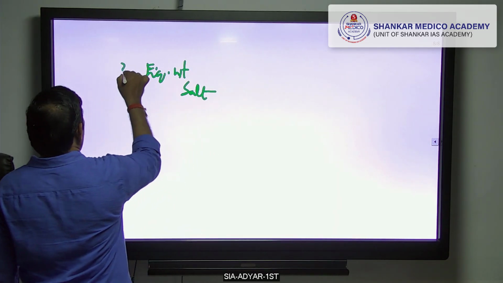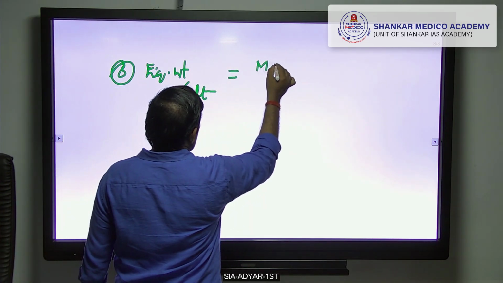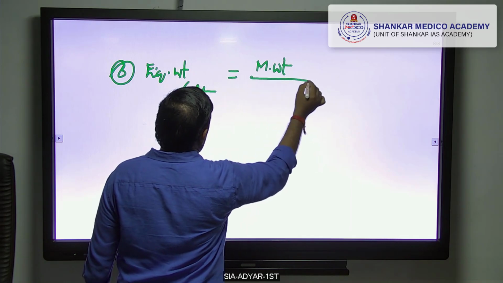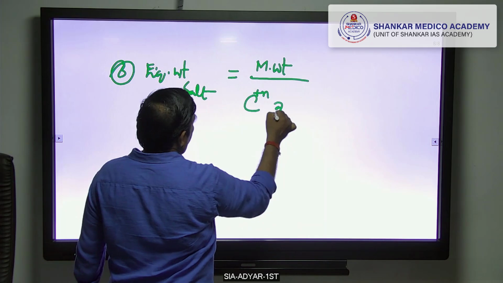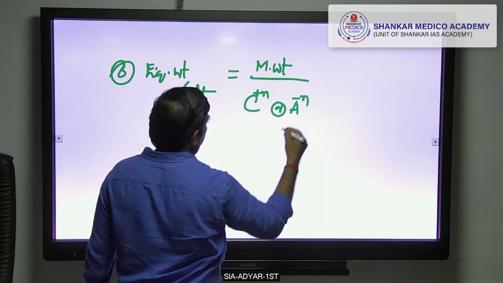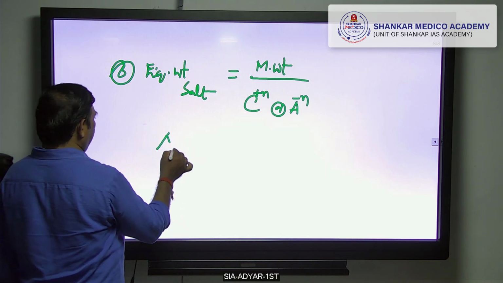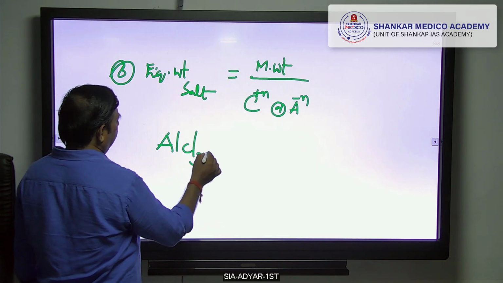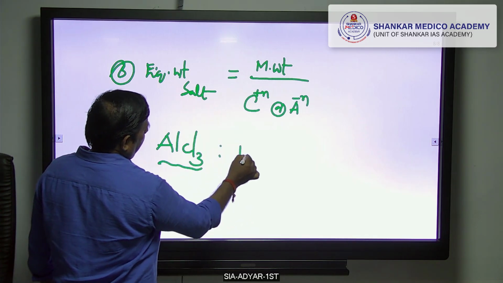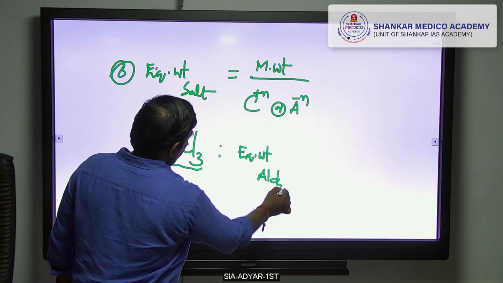This is the third condition: equivalent weight of a salt is equal to the molar mass or molecular weight of the salt upon the total charge on cation or total charge on anion. This is the formula. So let us consider aluminum chloride salt. How to calculate the equivalent weight of aluminum chloride? So, equivalent weight of AlCl3.